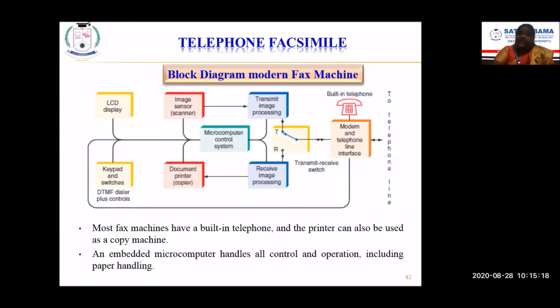Whenever we are receiving any fax information, we will be indicated by some kind of beep sound or ringing sound indicating that a fax is being received. At that time, there will be some provision for accepting the information that is received as a fax. Then automatically the transmit and receive switch will be operated, and that will be connected to the receiving image processing. In the image processing, some kind of noise information will be removed with the help of the filters available here, and from here automatically the document will be reproduced with the help of the printer. Then we can take the document and read it. So this is how the fax machine was working.